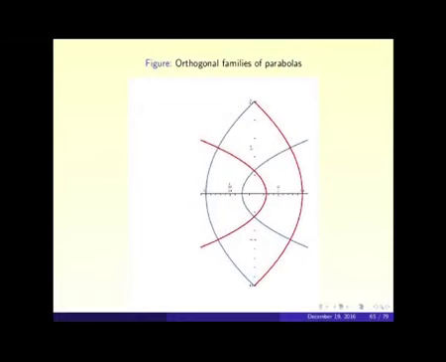Again, Aditya has generated these pictures using Mathematica. You see the red parabolas and the blue parabolas, you can see them intersecting orthogonally. Each blue curve intersects each red curve, and at the point of intersection, the angle of intersection is 90 degrees. So please try these out yourself. It's very amusing to do that.